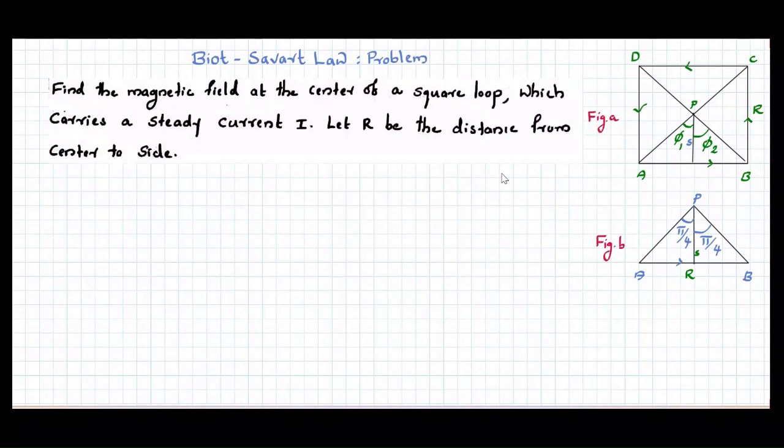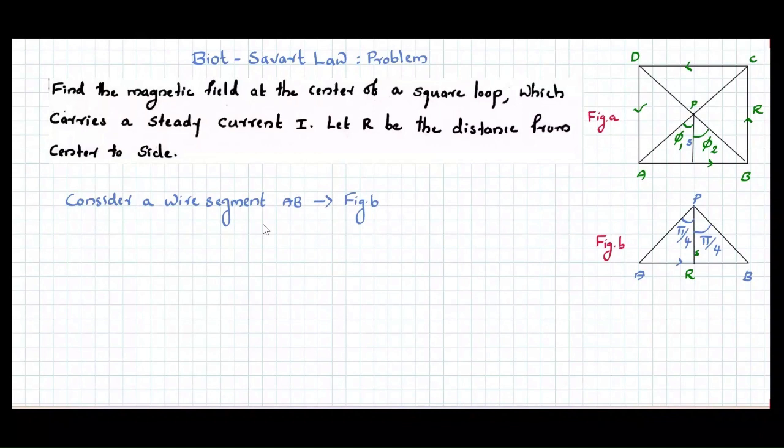Let us see a problem using Biot-Savart law. Find the magnetic field at the center of a square loop which carries a steady current I. Let R be the distance from the center to side. This is shown in figure A. We have a square loop that carries a steady current I. We have to find out the magnetic field at the center, that is at P.